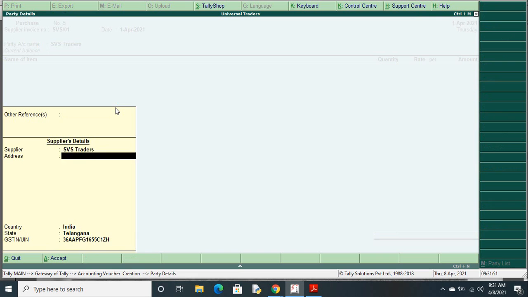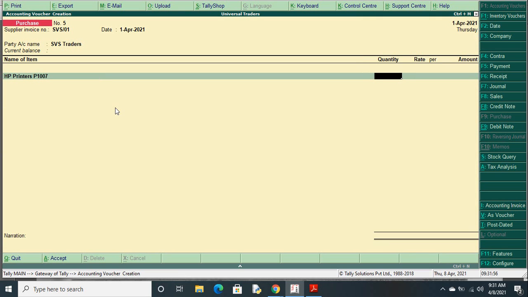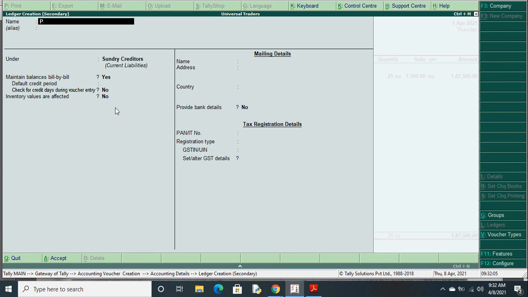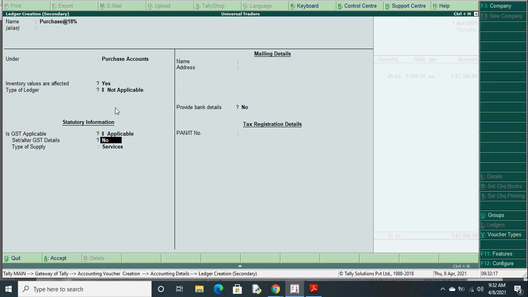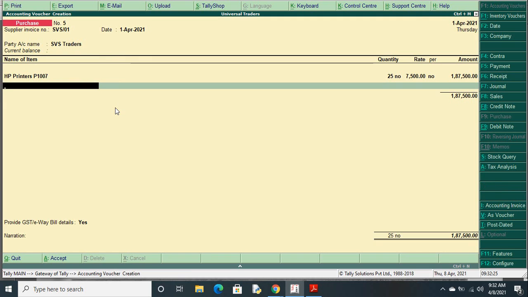SVS Traders. So already we have purchased 25 HP printers. HP printers percentage is 18%. Here I am creating one ledger, purchase at the rate 18%. Purchases applicable, this is goods, purchase at the rate 18%.